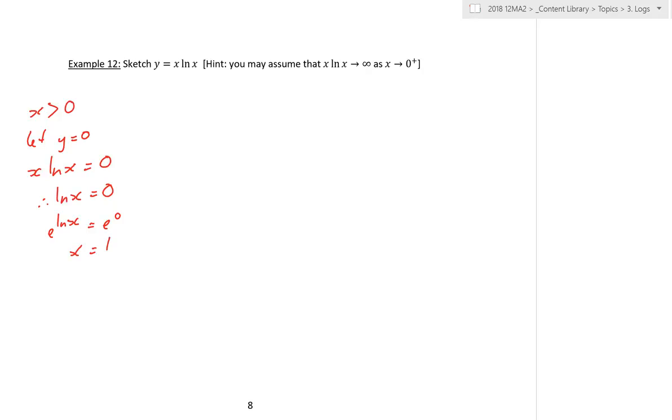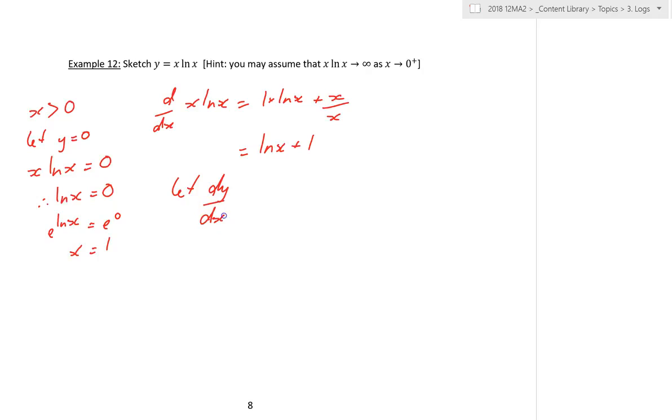What else do I need to know? Well, I can differentiate this. So dy dx of x log x equals, well, I get 1 times the log of x plus x over x, which is log of x plus 1. Now I'm going to say, let's see if that can be 0, because that's going to give us our stationary points.